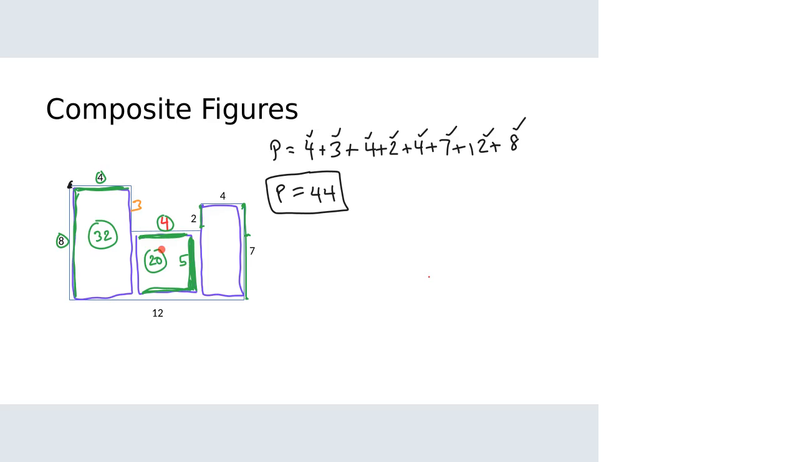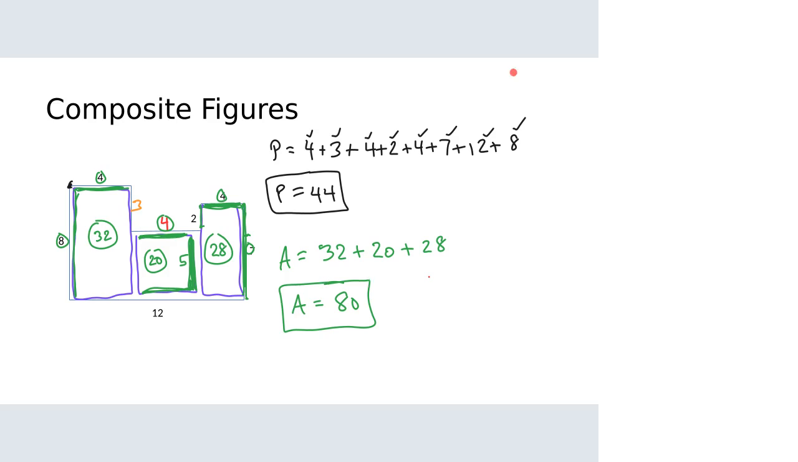Then finally, we have this rectangle over here on the right that is 4 by 7. That's 4 by 7, so that has an area of 28. To get the area of the whole figure, we'll add those together. 32 plus 20 plus 28 is 80. So our area would be 80. Very good, Nicole. Thank you. And if you had done it by cutting this up into a rectangle here and 2 rectangles here, you'd get the same thing.